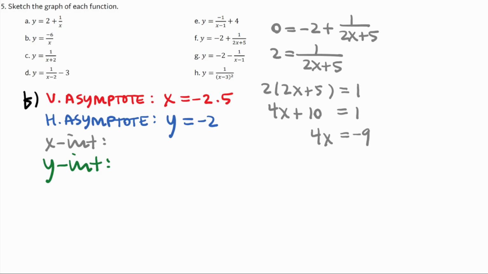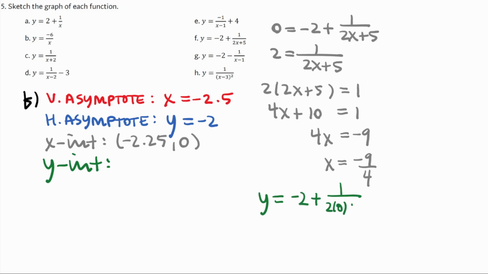Subtract 10, and then get x equals negative 9 divided by 4. All right, that works. Negative 9 quarters would be a little more than 2, so negative 2.25. And then the y-intercept, we're going to plug in x equals 0, and we'll say y equals negative 2 plus 1 over 2 times 0 plus 5. Right, that's negative 2 plus a fifth. A fifth is 0.4, so I'd have negative 1.6.